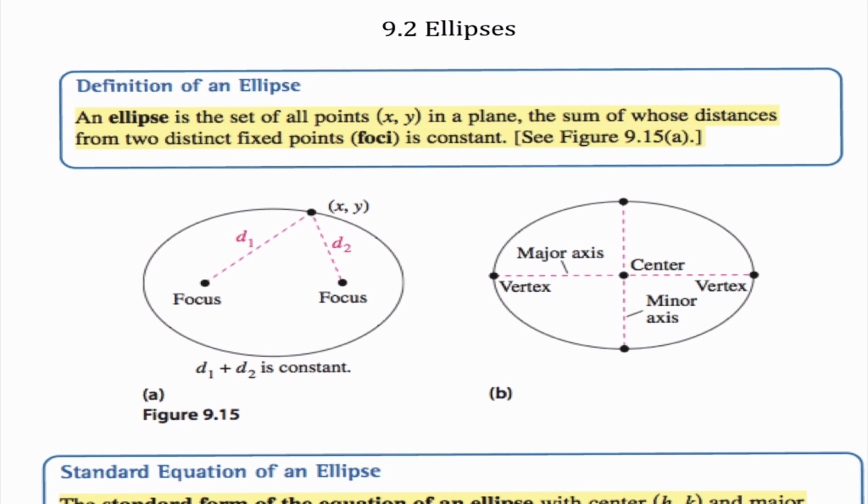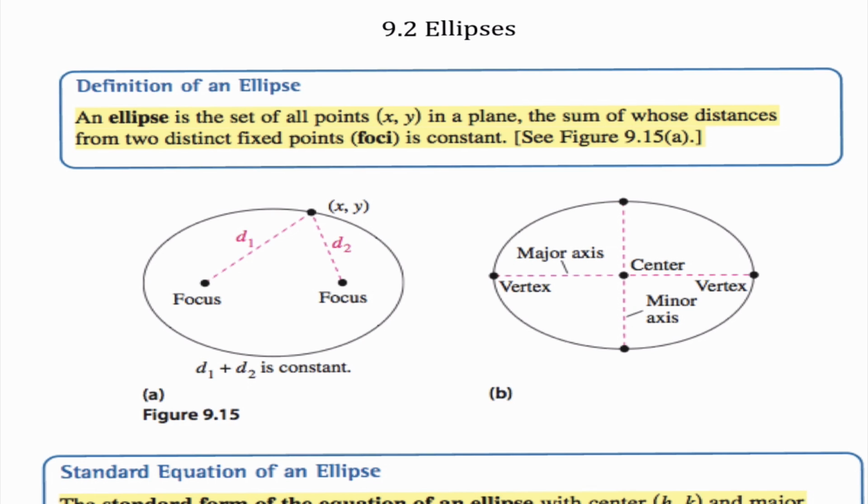An ellipse is the set of all points in a plane, the sum of whose distances from two distinct points, which are right here, the foci (foci is the plural of focus), is a constant. So basically, for every single point on this ellipse, if I add up the distances from the foci, it's going to be a constant value the whole time. And we really learned that last year.